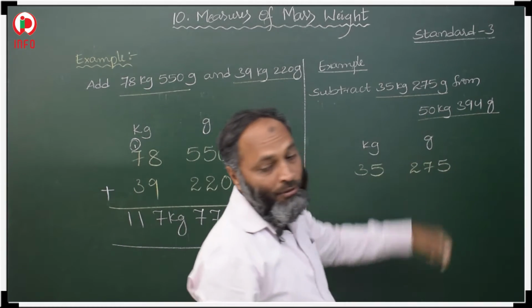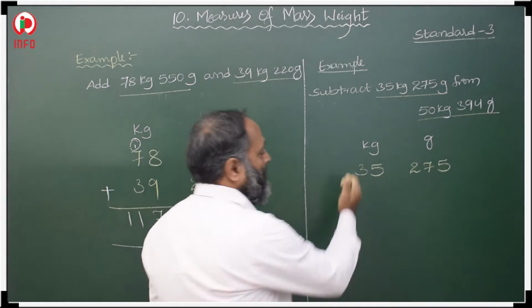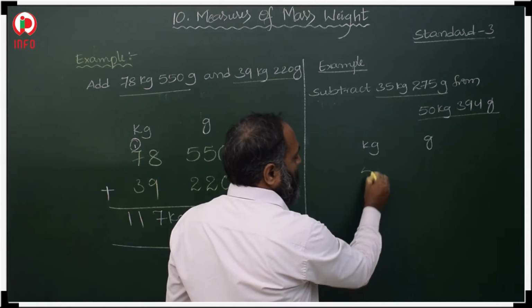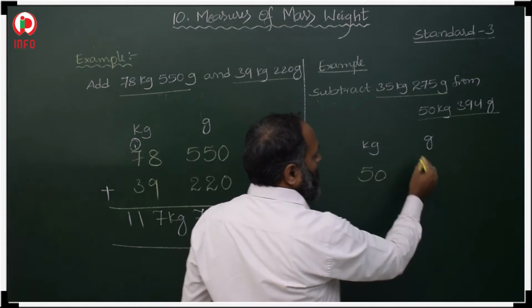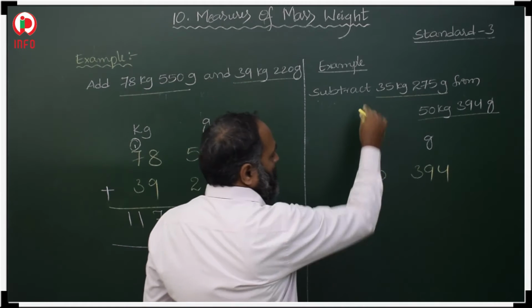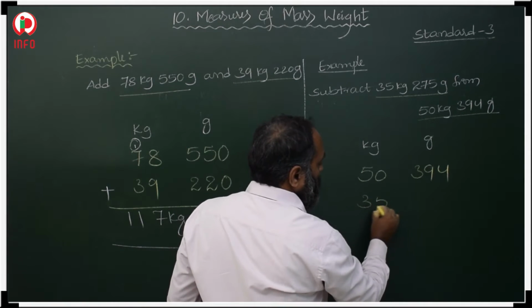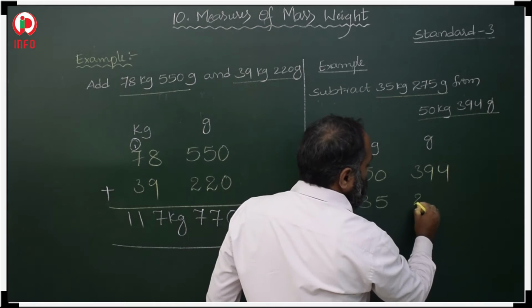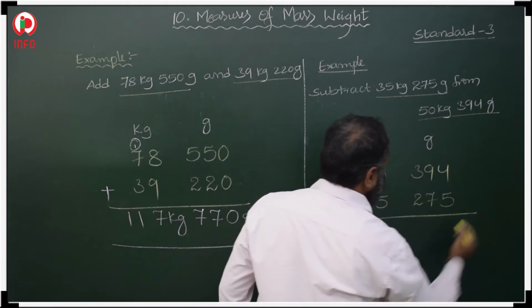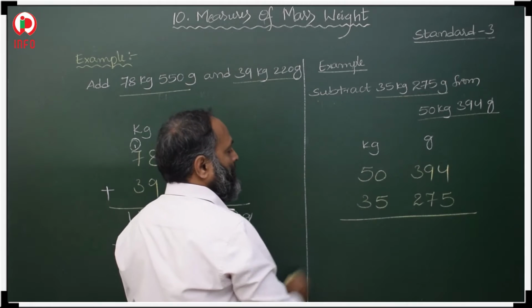So don't take 35 and 275 first. We have to take the number we subtract from first. Which number do we write? From 50 kgs first: 50 kgs 394 grams. So then 35 kgs 275 grams. Okay. So now we have to subtract.